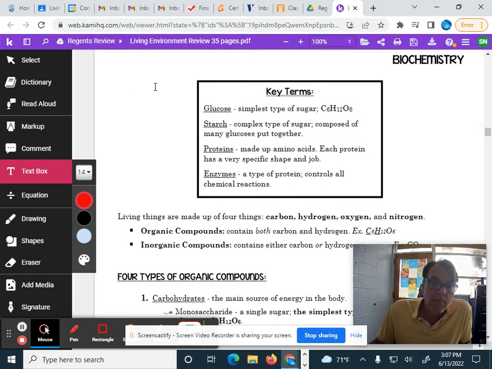Biochemistry: you want to understand some major organic compounds: glucose, starch, proteins, and enzymes.